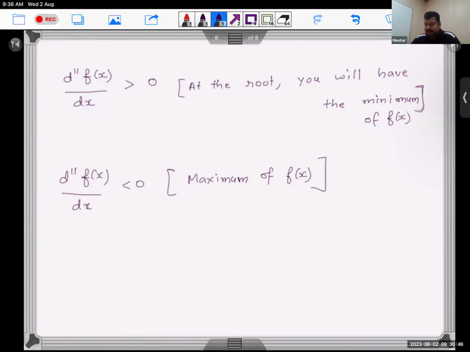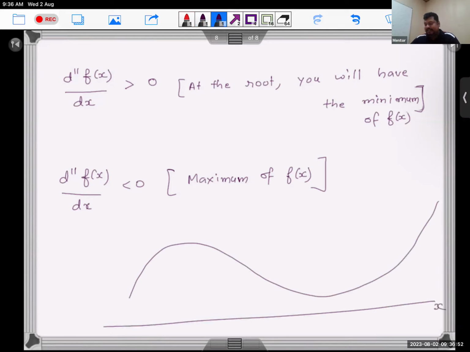Think about this. Let's say this is my function, and this is your x-axis. Let's say this function is maybe 3x cubed plus 4x squared plus 5x plus 1. This is how a cubic function would look. So if you take the derivative of it, what will happen? You'll get 2 roots. What do you think the 2 roots will be? These will be the 2 roots.